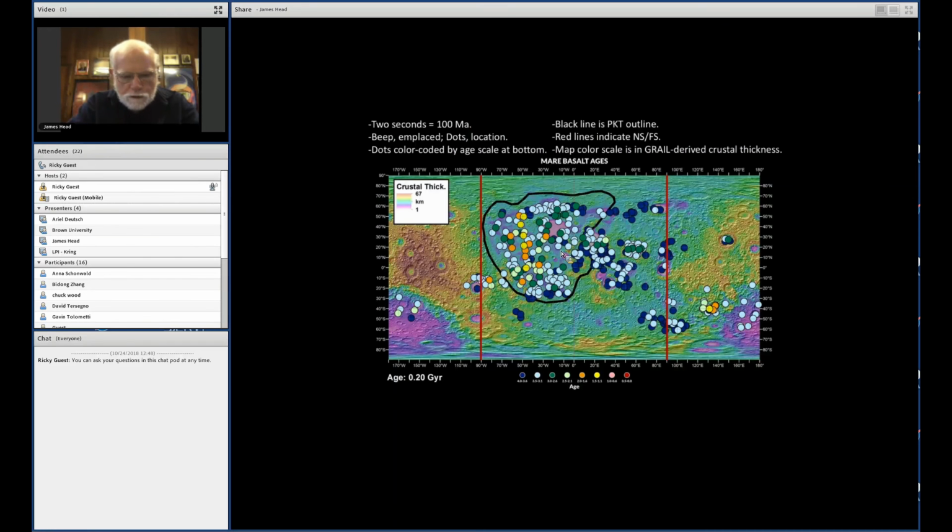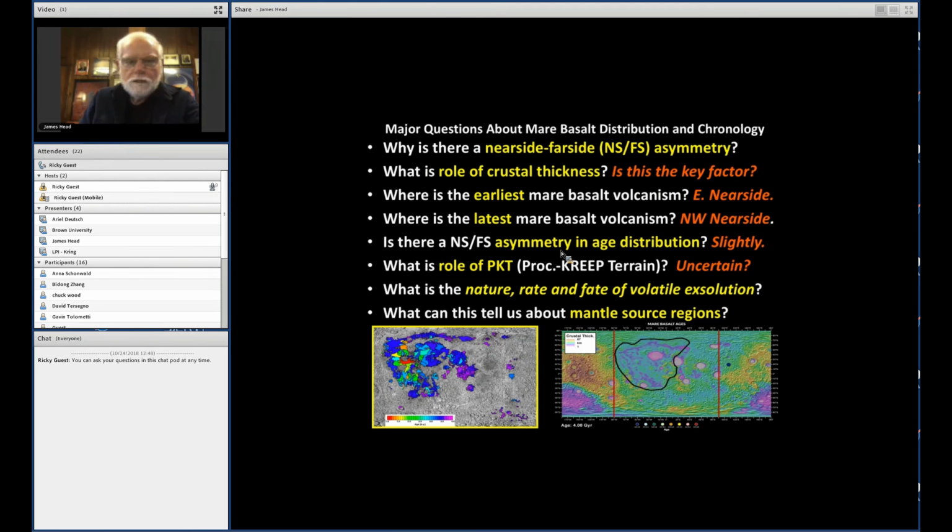We're down to 0.3 gigayears, 0.2. Okay, there's one of those three dots that are the irregular mare patches that have been dated. And so again, this is really exciting because perhaps they mean that, in fact, there's volcanism that's actually going on today.